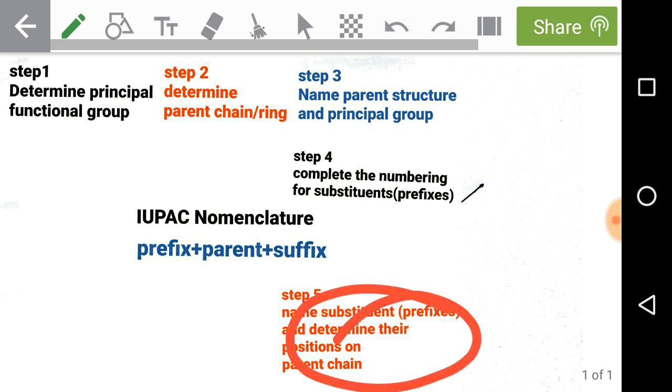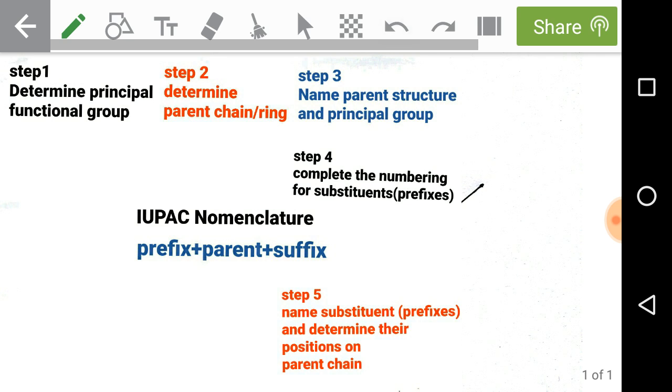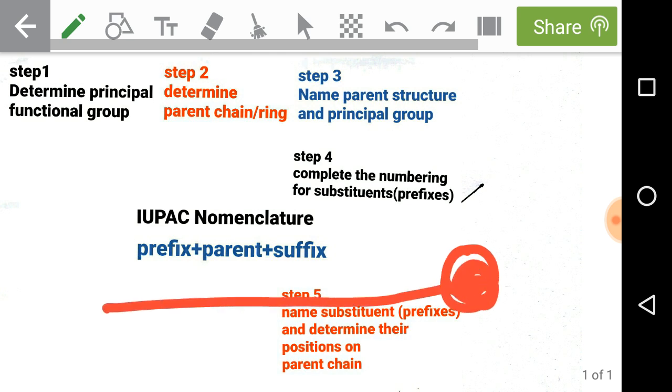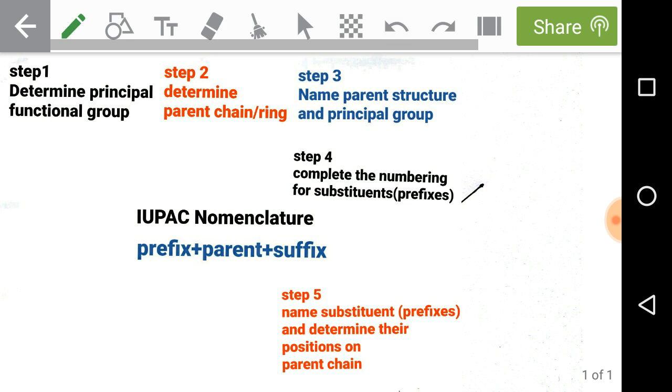Here one should use alphabetical order. We need to follow alphabetic order and numbering, that means ascending order from the parent or principal functional group to the other side. In the next, sixth step, assign stereochemistry.